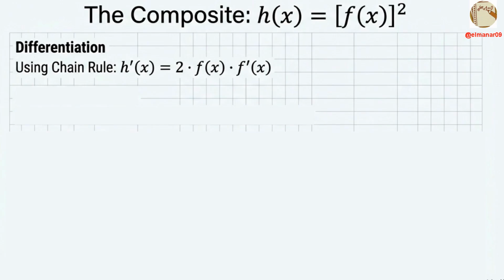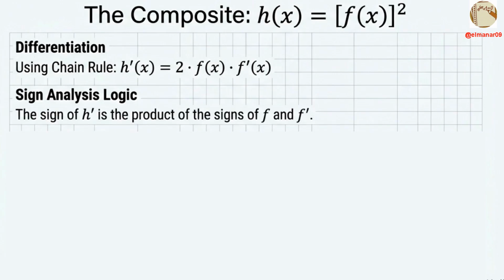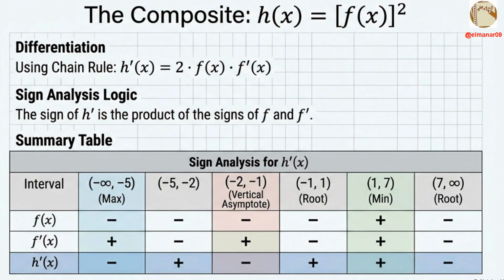It's a team effort. Now, pay close attention to the sign analysis logic. This is the New York Minute shortcut I want you to master. Since the number 2 is always positive, it doesn't change the sign. That means the sign of our derivative, h prime of x, is simply the product of the signs of f of x and f prime of x. It's like a dance. If they're both in sync, both positive or both negative, the result is positive. If they're clashing, it's negative. Simple as that.